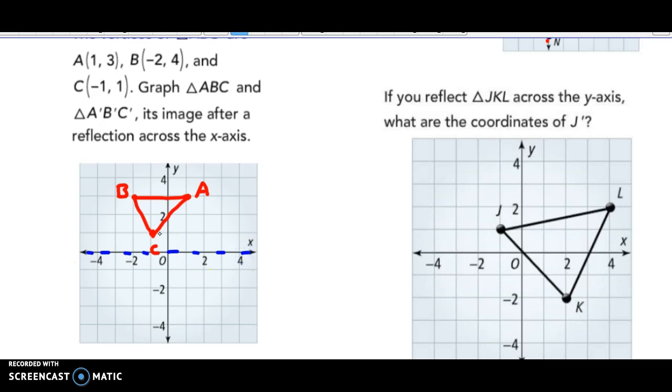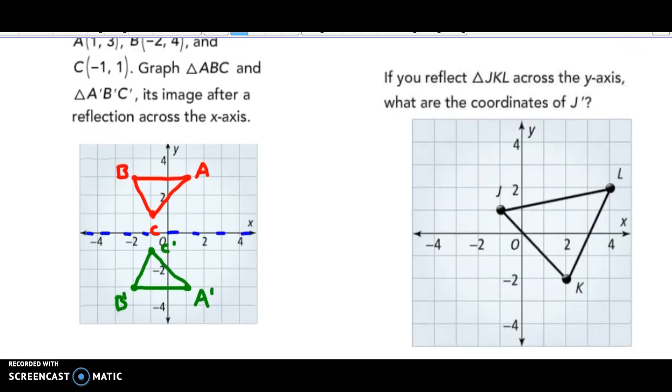So here's my line of reflection. So my new triangle, let's do it in green. Point A is 3 units above the x-axis, so I need to put A prime 3 units below the x-axis. Point B is also 3 units above, so I need to drop 3 units below, and this becomes B prime. C, however, is only 1 unit above the x-axis, so I drop 1 unit below, and that gives me C prime. Connect my points, and I have the reflection of ABC across the x-axis.